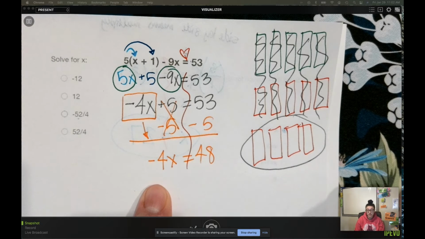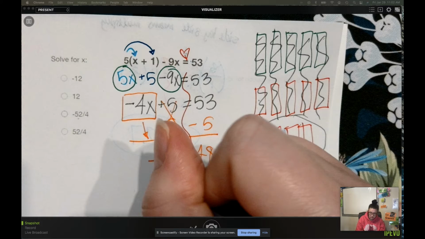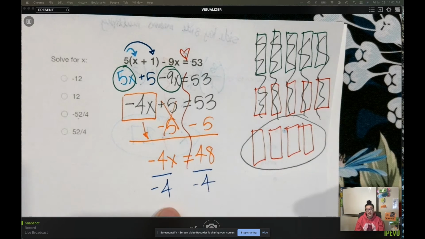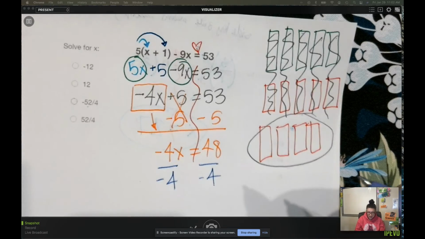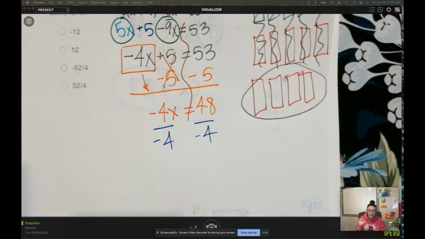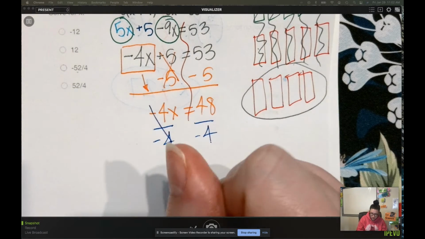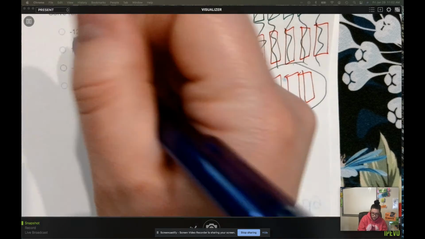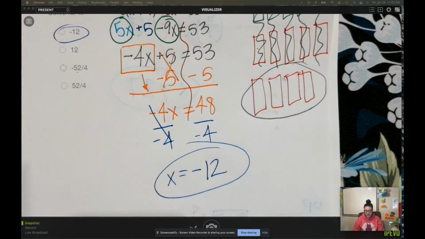Side by side means multiply. So the inverse is to divide both sides by negative 4. Don't forget that negative. A lot of us had the right number, but the wrong sign. We should get that x is equal to a negative 12 here. x is equal to a negative 12 there.